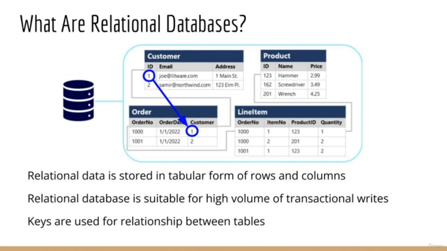Each instance of an entity is assigned a primary key that uniquely identifies it within a table. And these keys are used to create relationships between tables. For example, a customer's primary key can be referenced in a sales order record to indicate which customer placed the specific sales order.